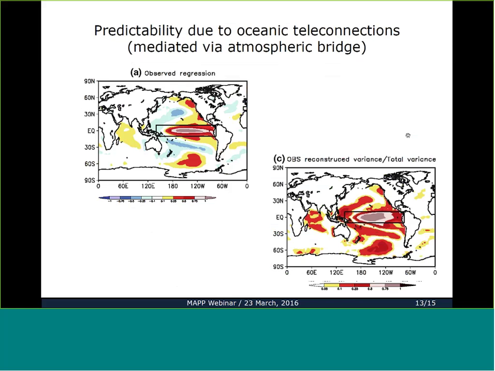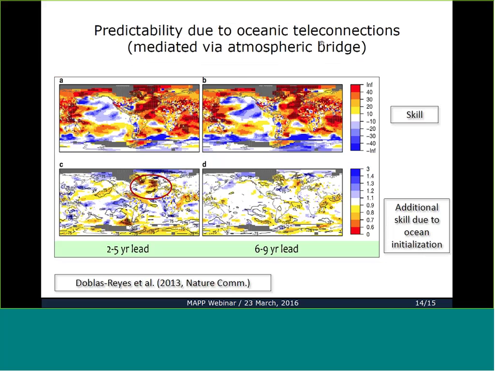There are other sources of predictability. For example, there are some oceanic teleconnections. If you have ENSO variability in the tropical Eastern Pacific, it generates some atmospheric circulation, which influences the oceanic anomalies in other ocean basins. So if you can predict ENSO well, you might be able to predict the oceanic anomalies in other ocean basins.